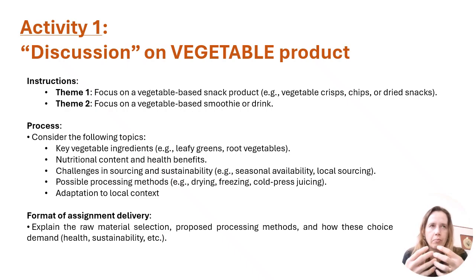And what I want you to think about are the key vegetable ingredients that you need to produce this product. Try to evaluate the nutritional content and the health benefits that may be associated with this product. Consider the challenges in sourcing the raw material that you may need, which is linked to the season, linked to the water from the soil, whatever you can figure out, and the possible methods for processing this food. If it's drying, freezing, frying, or just extraction.